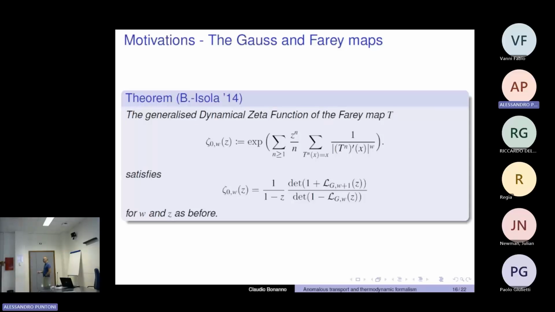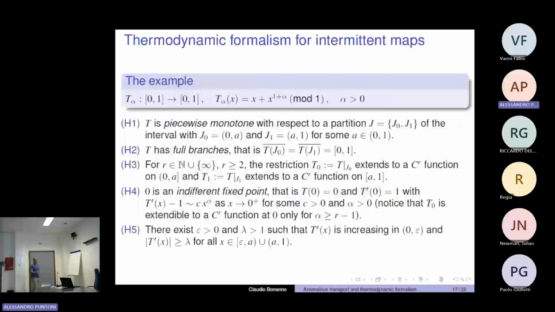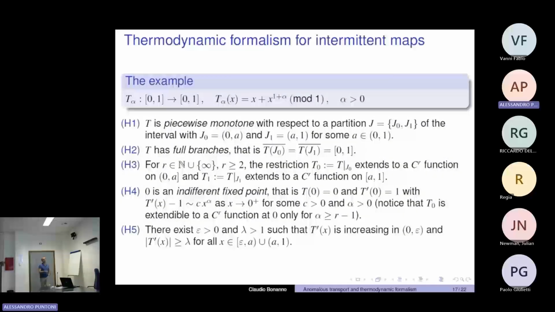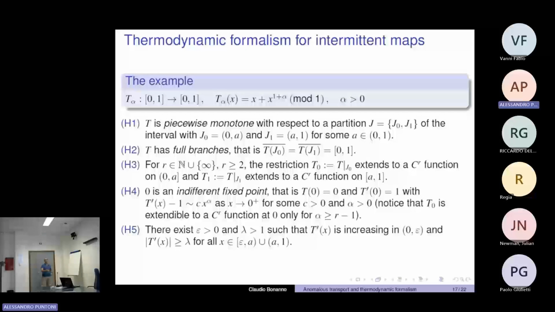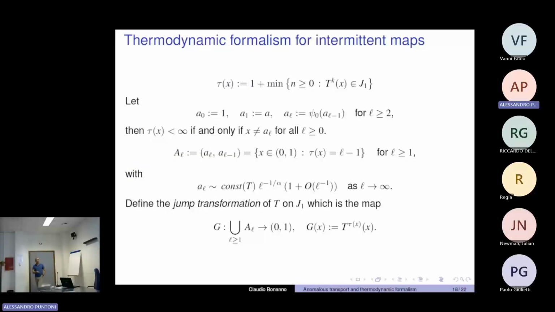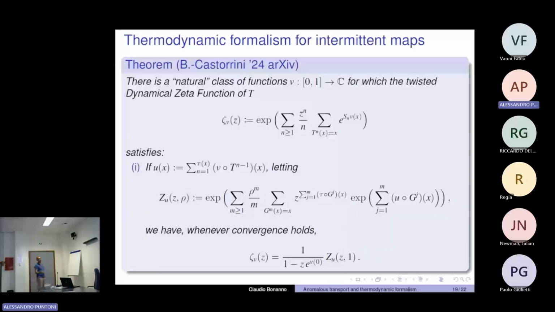So the problem that we faced with Roberto was exactly to try to do the same thing in a simple differentiable case, when you don't have any analytic properties. And this is basically the framework that we studied, and you don't have to read it, just think of this family. It's written here. And for this family, basically what we did is exactly the same thing. So we proved that looking at the jump transformation, which is defined, the Gauss map is defined for the Farey map, at the end, we get this kind of result.